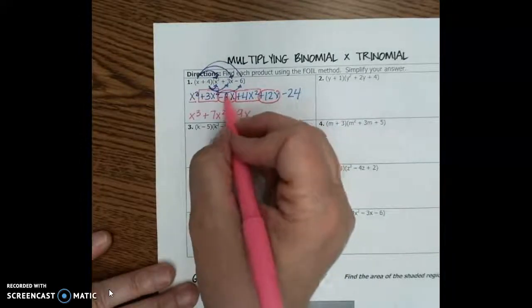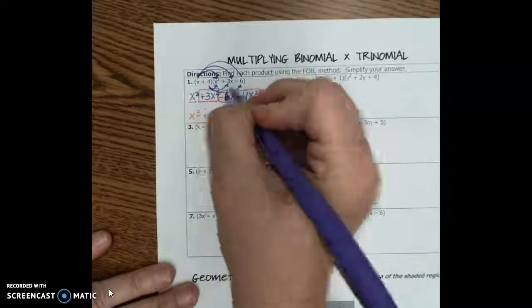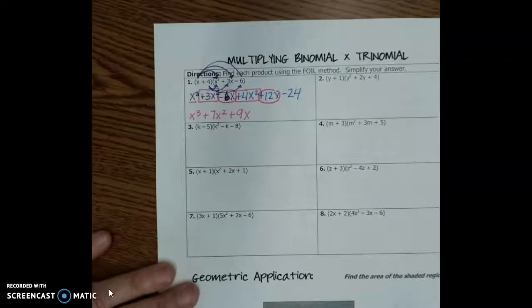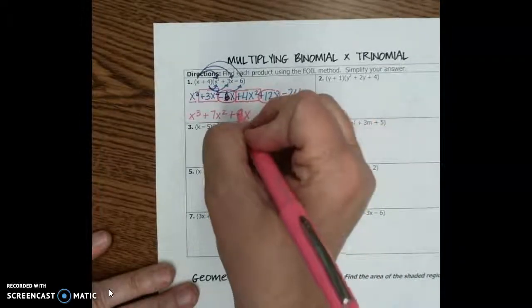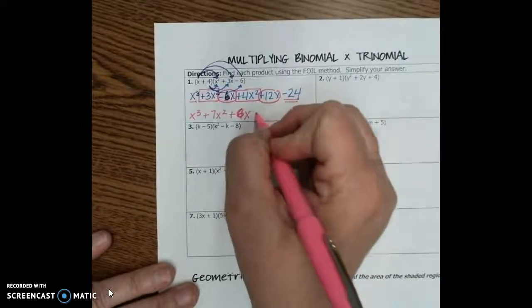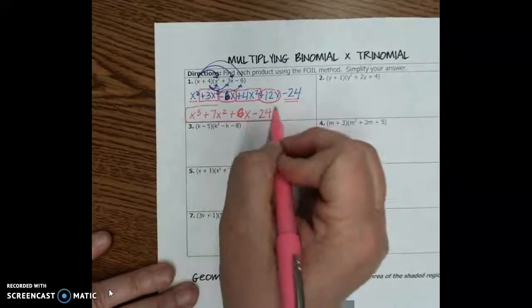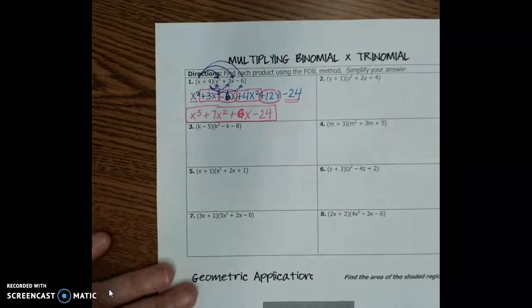I wrote that wrong. That's supposed to be negative 6. I'm sorry about that, guys. That's supposed to be negative 6. So we get a positive 6 right here. So hopefully that's okay. And then negative 24 is by itself. This should match what you have in your notes today: x cubed plus 7x squared plus 6x minus 24.